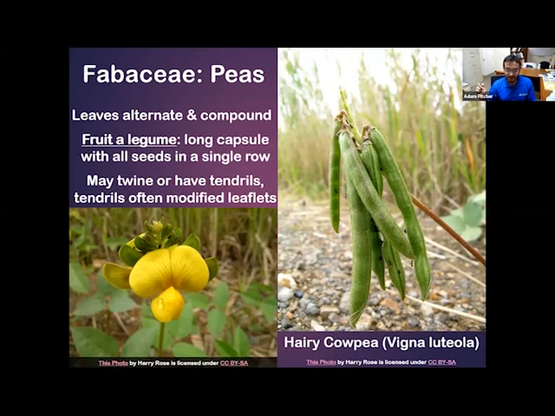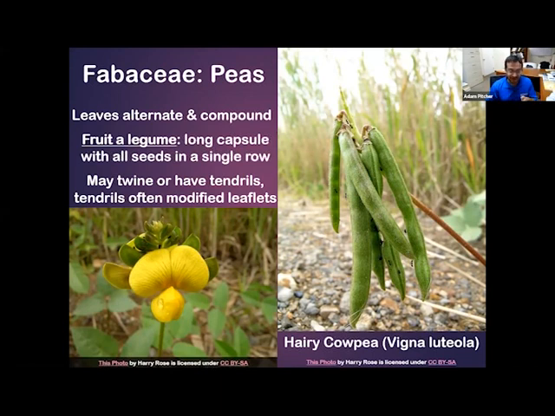What they do almost always have are alternate compound leaves. And most of the time, if you find any plant with alternate compound leaves, it's probably in the pea family. Again, alternate just means it makes one leaf at a time. Compound means that the leaf is split into multiple smaller leaflets. And I'll give a good example of that later.